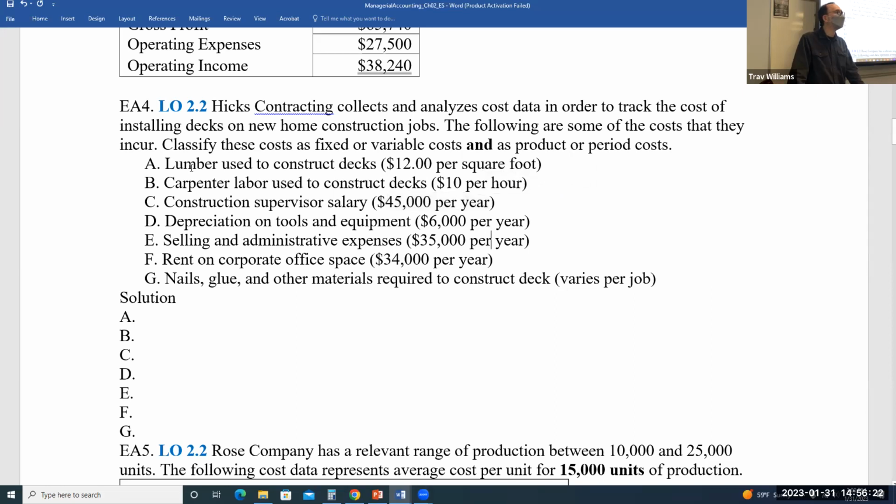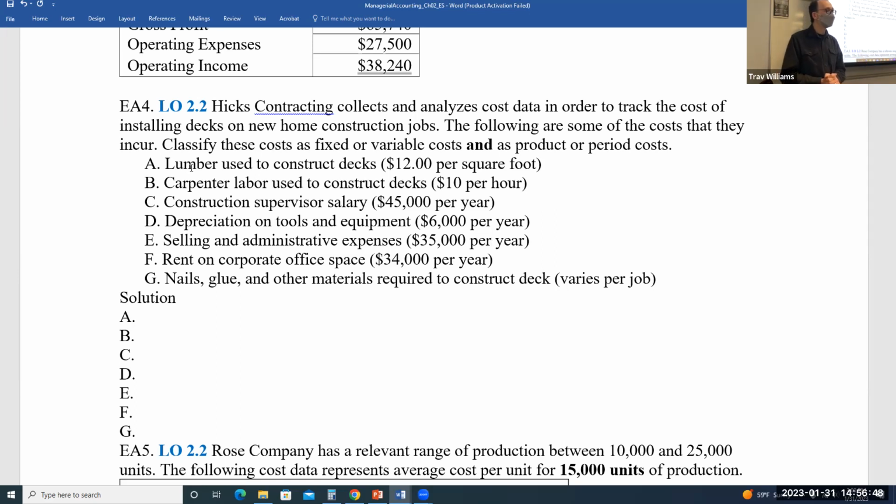And then we'll just have to look at what it is they're doing. If they're doing construction, then that's going to be a product related cost because that is their product. They do construction. I guess you could say it's actually a service, but they're building a building, right? The building would be the product. And if it's not related to construction, then it's going to be a period cost.